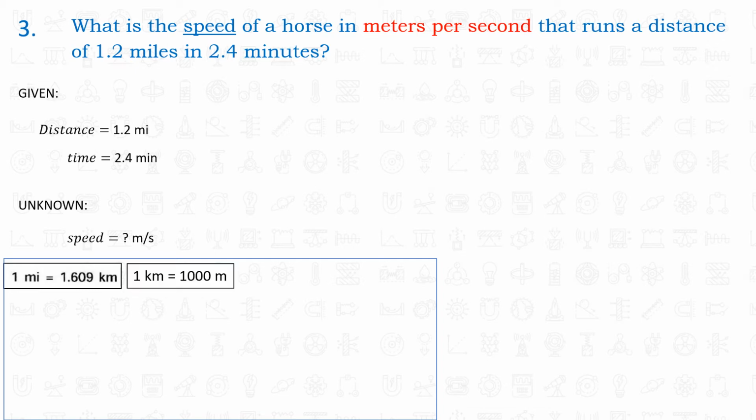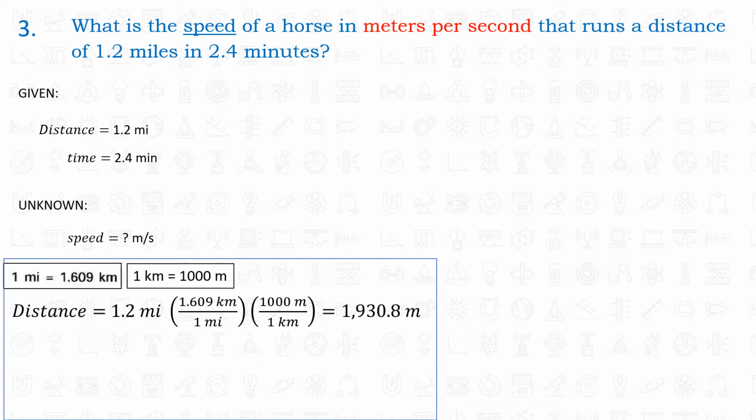Then we need to get from kilometers to meters. We can use 1 kilometer equals 1,000 meters, because kilo means 1,000 times greater than whatever base unit we are. So a kilometer is 1,000 times bigger than a meter. It would take 1,000 meters to get a kilometer. So let's put in our distance. I've done all the math here right away, but I'll walk you through how to do this.